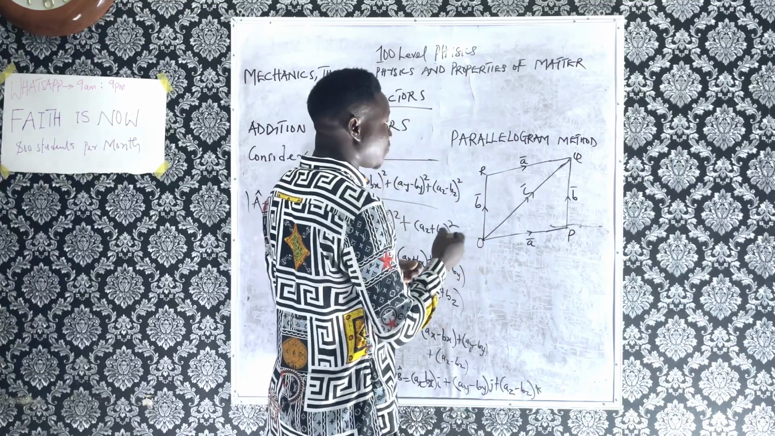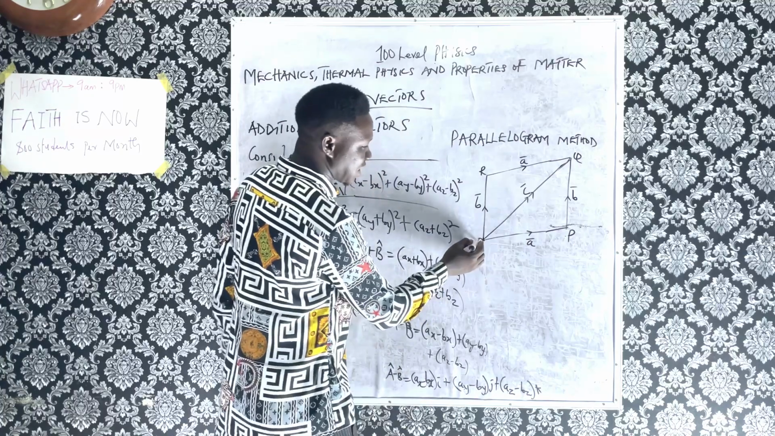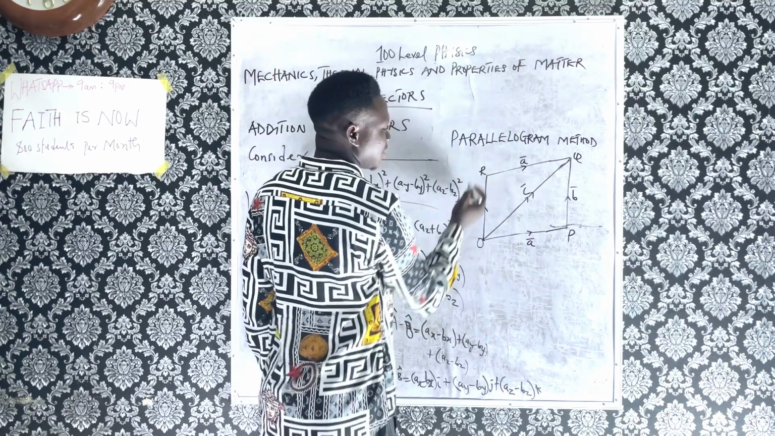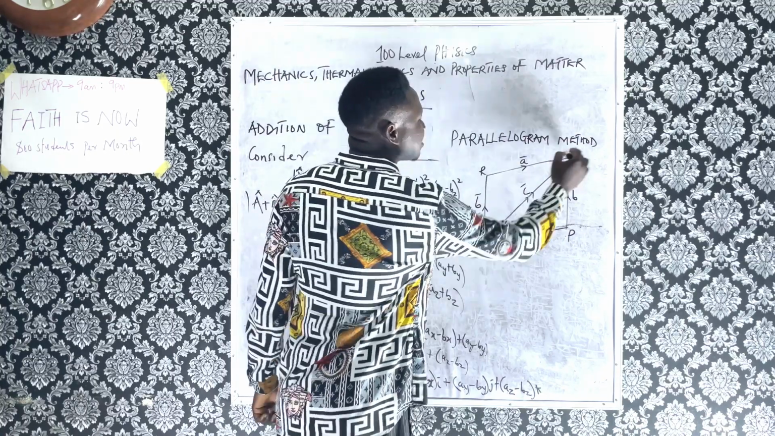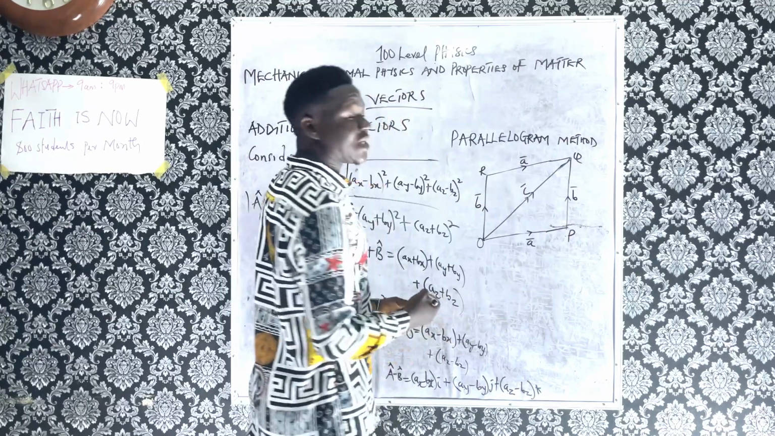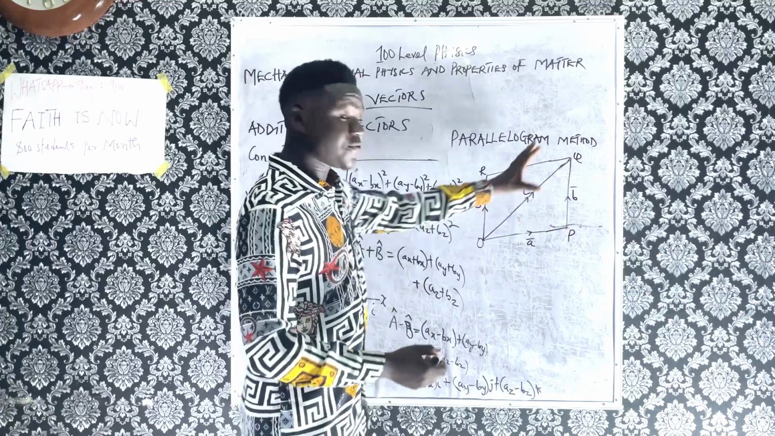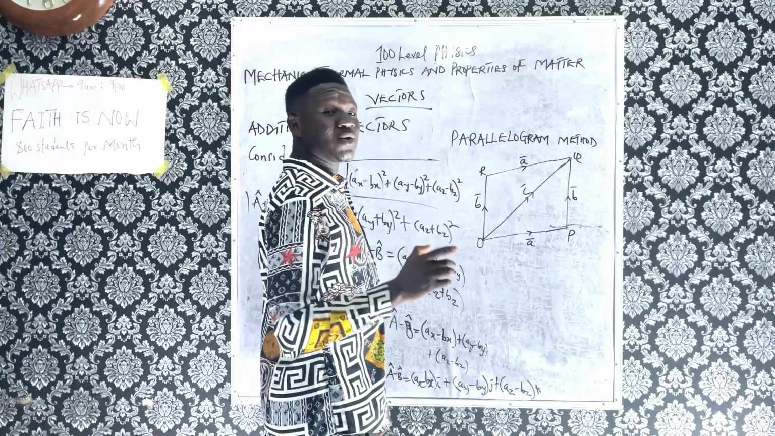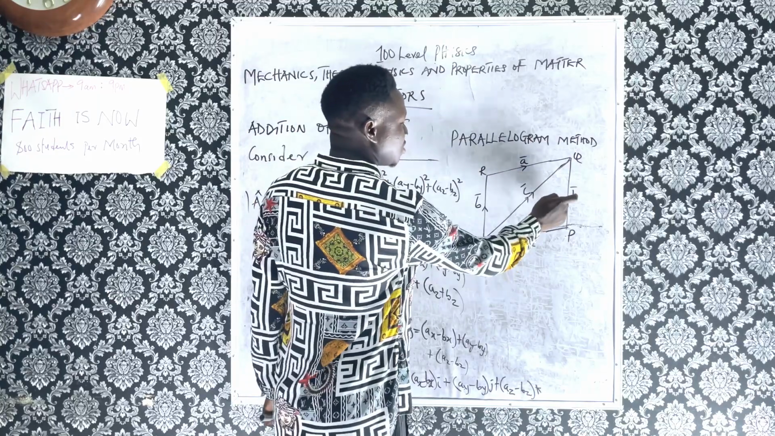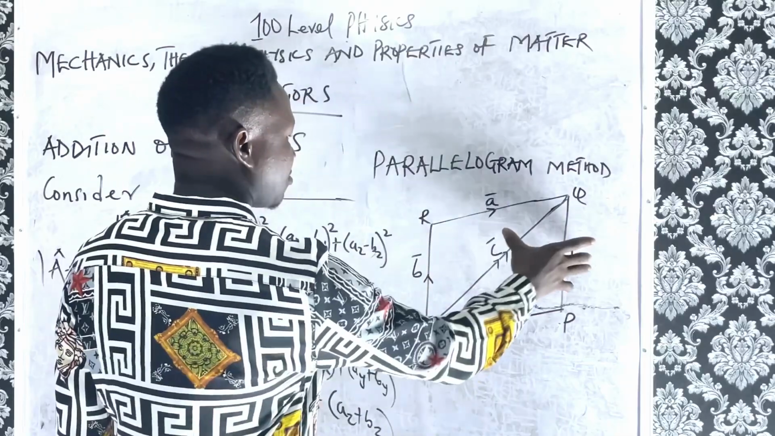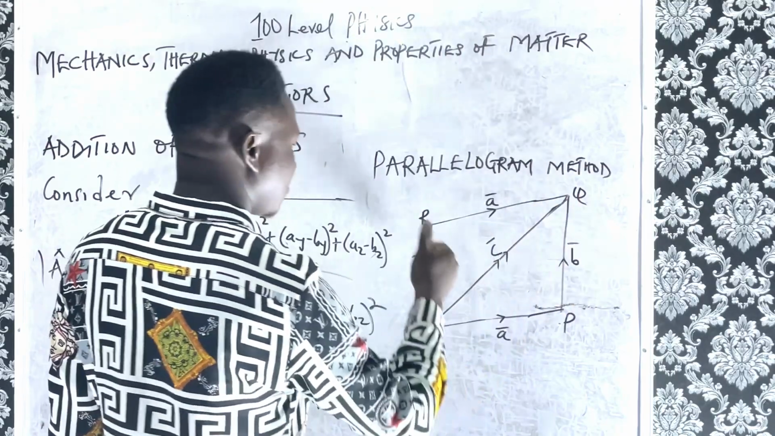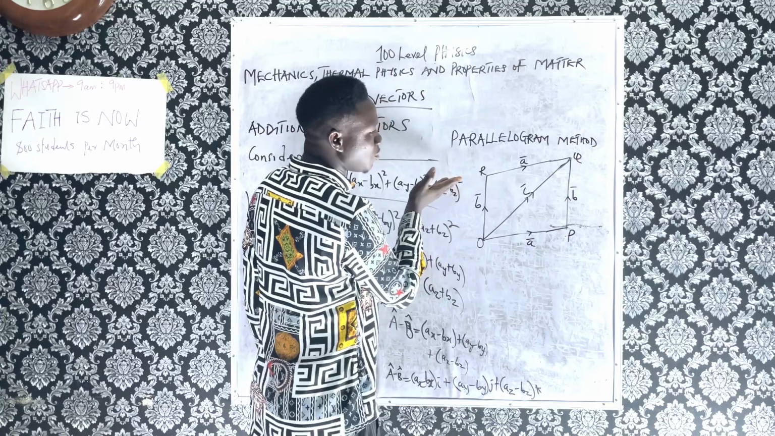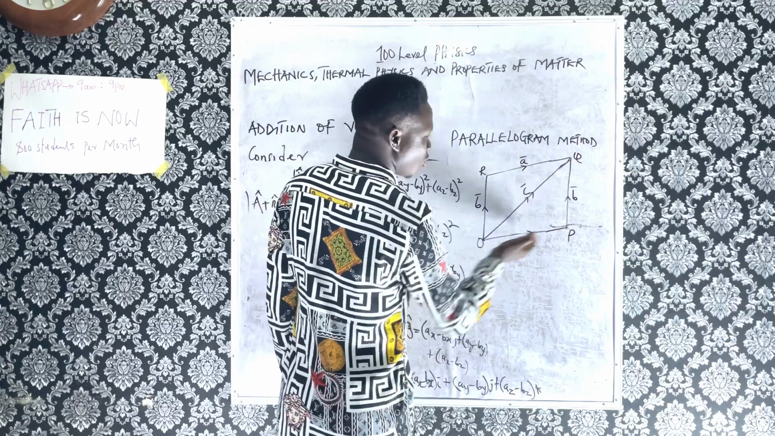Then let's say one of the forces is acting this way and the other one is acting directly this way. When we complete this shape, you will see that a parallelogram is formed at this point. Now we know from a parallelogram that this line is parallel to this line, that means OR is parallel to PQ. Also RQ is parallel to OP.